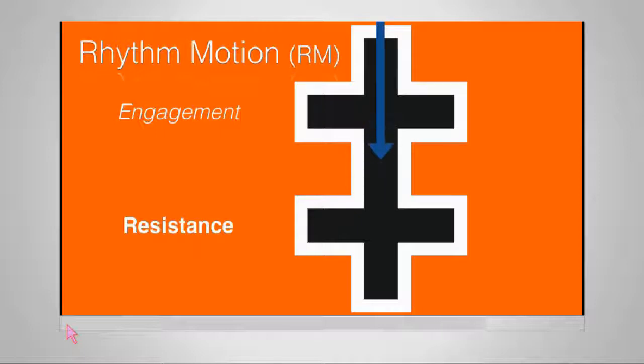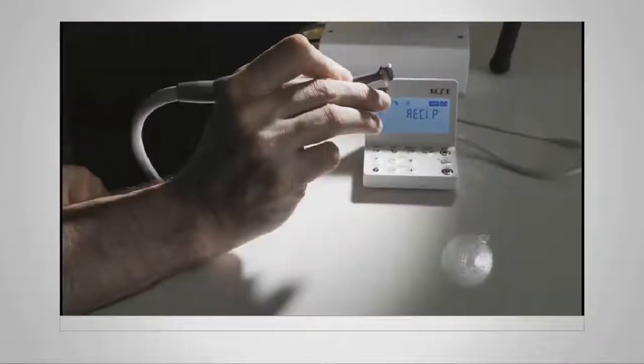And there it is. And then you remove the file and you wipe it clean. And that was really the essence of this rhythm technique.